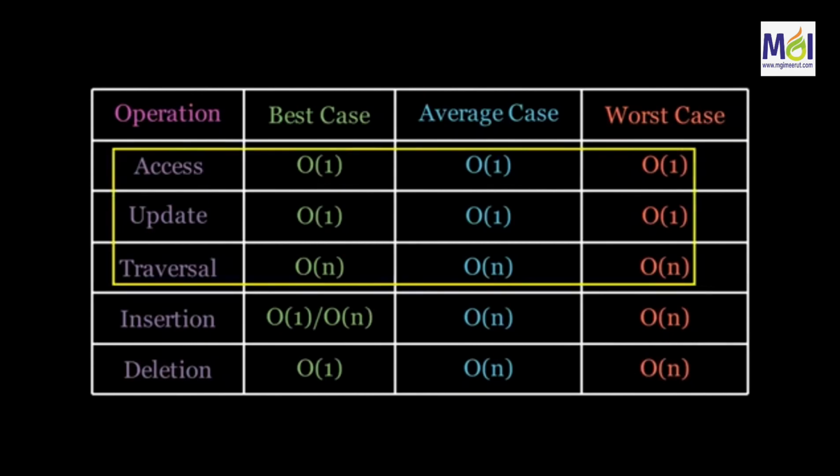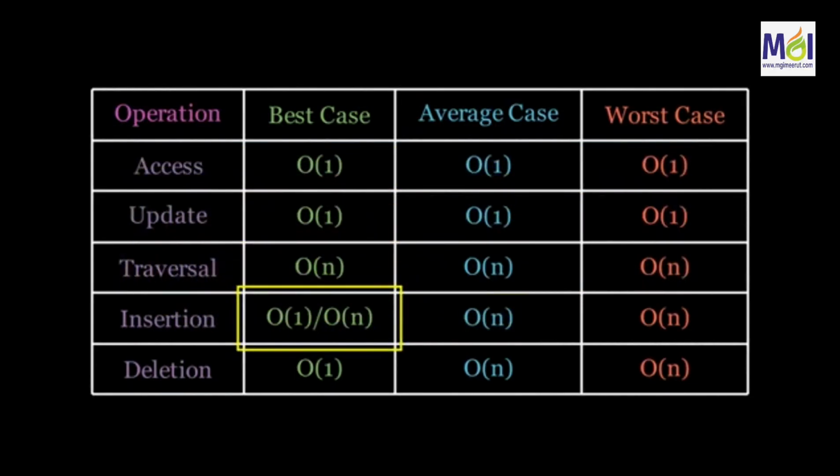First, for access and update operations, both are always constant time operations as they involve direct indexing into the array. And traversal will always take linear time as it requires looping through the entire array once.